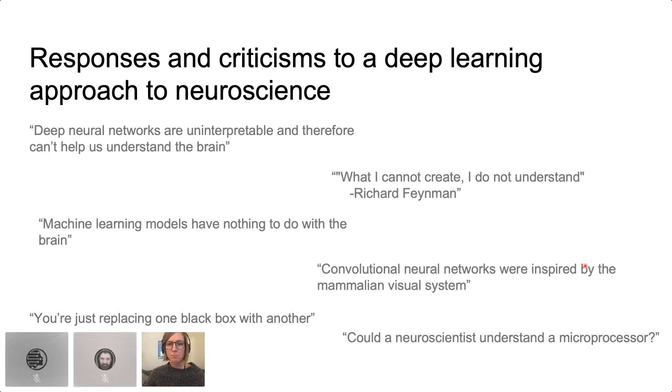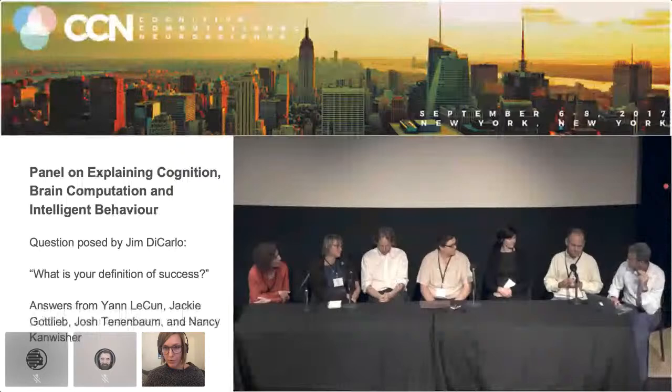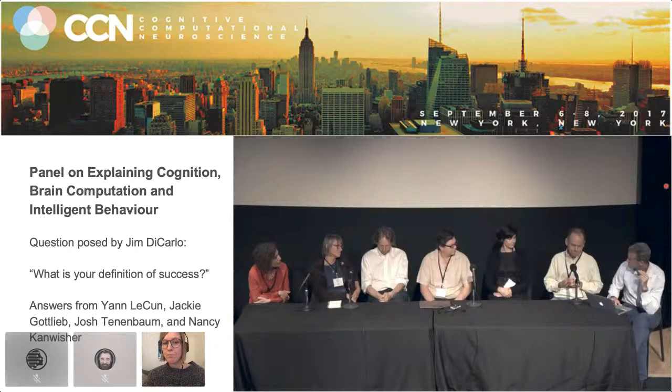So at the first Cognitive Computational Neuroscience Conference in 2017, Jim DiCarlo moderated this panel session on explaining cognition, brain computation, and intelligent behavior. He posed the question, what is your definition of success? Meaning, what is the scientific goal you are working towards? And I find the answers from the panelists very insightful. So I'll let you listen to Jim DiCarlo pose the question. And then for the sake of time, I'll paraphrase some of the answers and then I'll let you listen to some of them.